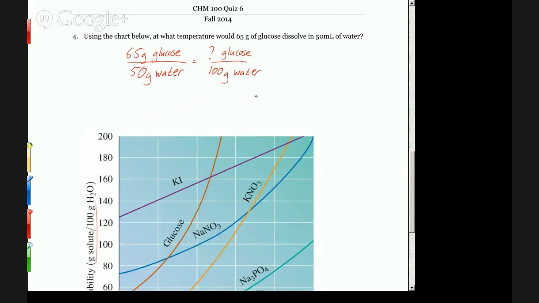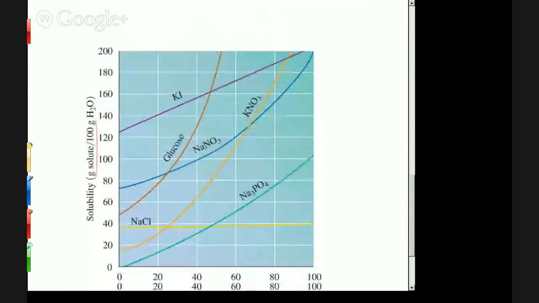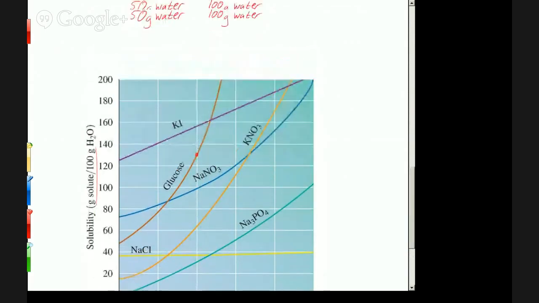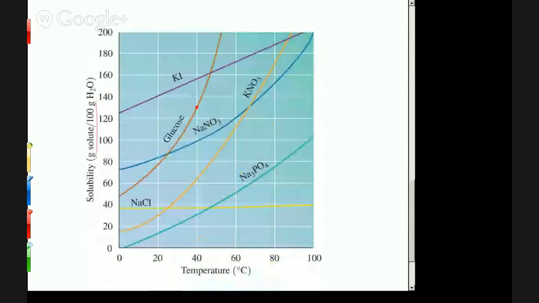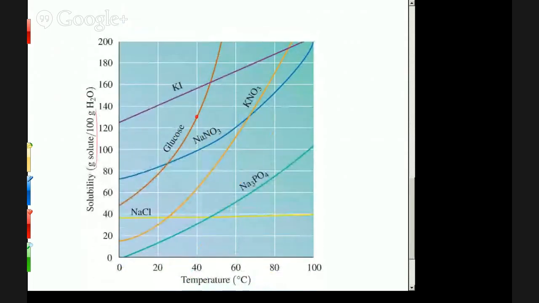Should be double, right? So that's 130 grams. So the same proportion there, that same solubility, would be 130 grams of glucose per 100 grams of water. So we have to look at where 130 grams is. That would be right here. So above 40 degrees C, 130 grams of glucose would dissolve in 100 grams of water.